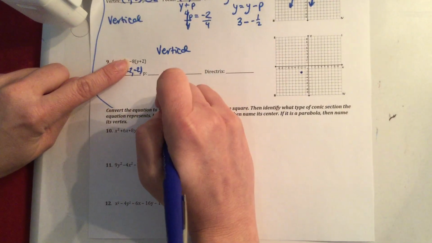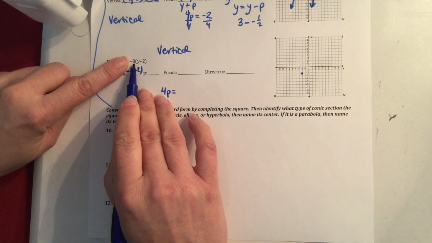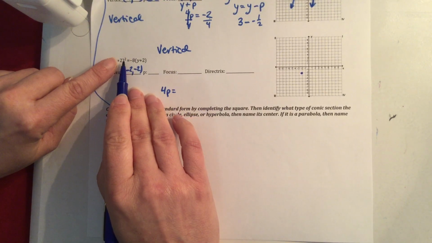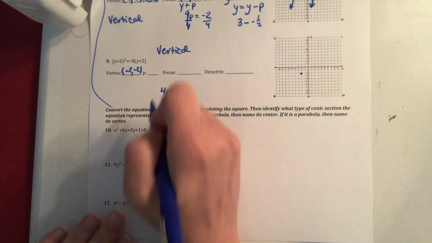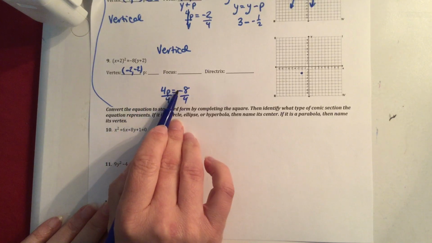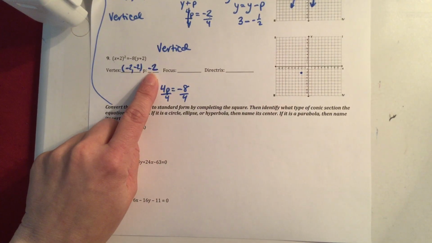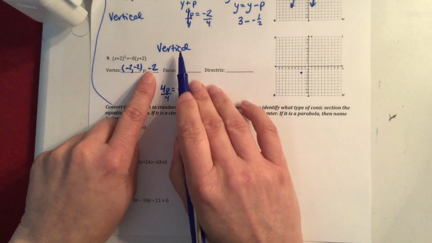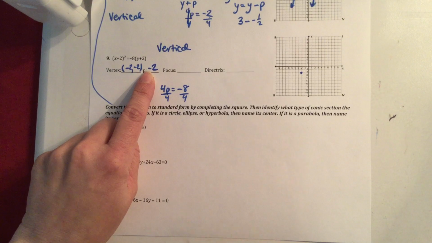P, you take 4P equals whatever value is in front of the set of parentheses on the side opposite of the power of 2. So in this case, it's a negative 8. If I divide by 4, then I can solve for P. Negative 8 divided by 4 is a negative 2. This is negative. So that means it's going to open vertically in the negative direction. So again, it will be opening downwards.